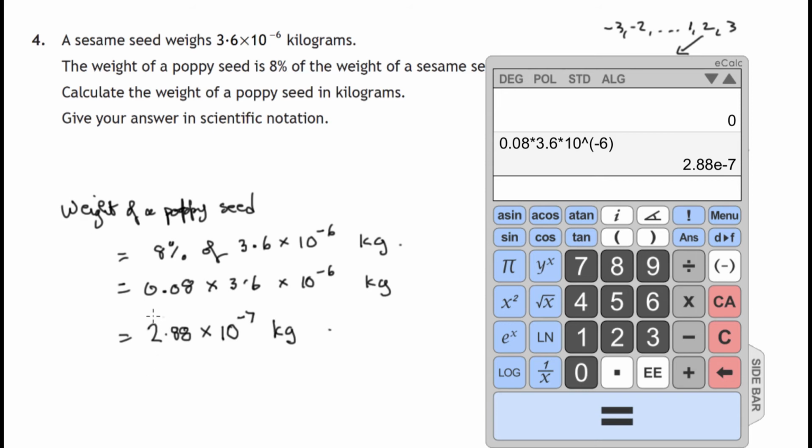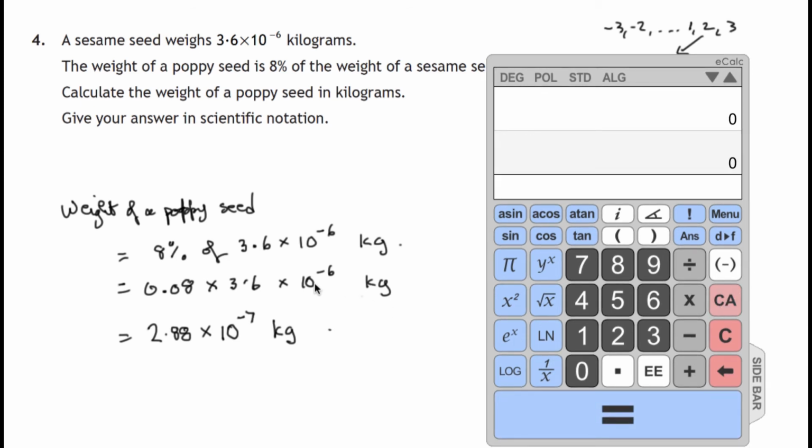And we'll check that this number lies between 1 and 10, which it does, and this is times 10 to a power of an integer. -7 is an integer. There are other ways of doing that calculation.